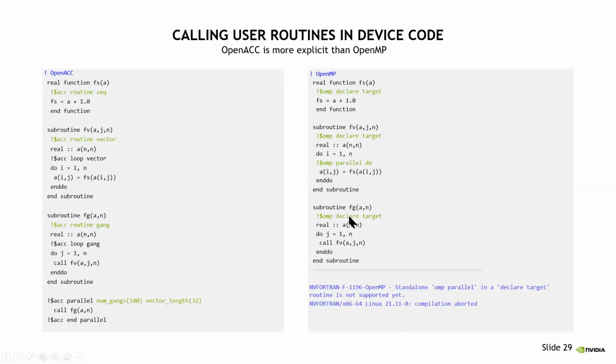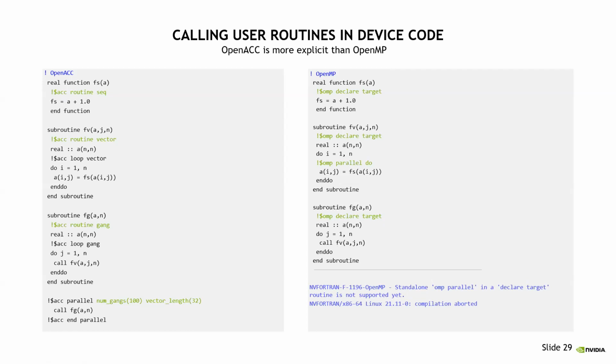You want to call subroutines or functions within your kernels. On the left, OpenACC is a little bit more explicit about the level of parallelism that you're at. There's routine gang, and it can call a routine vector. A routine vector can call a routine sequential. You move up on the left. OpenMP, you basically just say OMP declare target for any function or subroutine that is called.